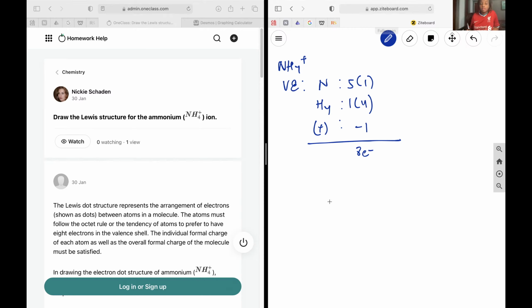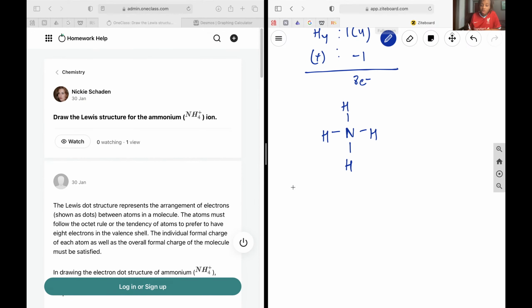Now, which one will I place as my central atom? Nitrogen can make more bonds. It doesn't make sense to have hydrogen as my central atom. It only has space for 1 bond. And so nitrogen, and I'm just going to put my hydrogens around it. That makes the most sense. Do I have any more electrons to place? 2, 4, 6, 8. So all of the valence electrons are taken care of. Nitrogen's octet is full, and hydrogen has as many electrons as it can have.